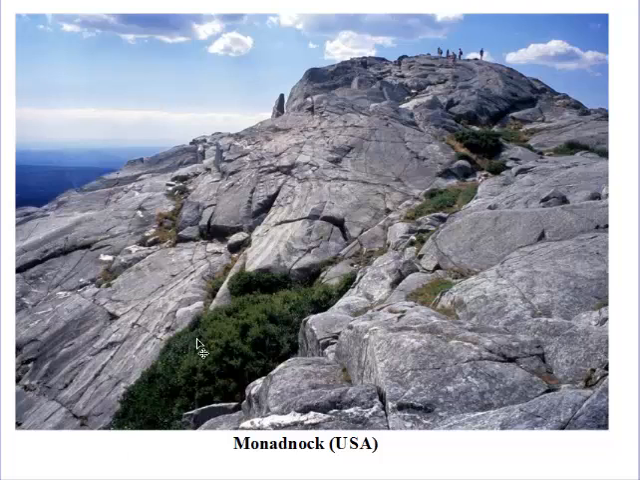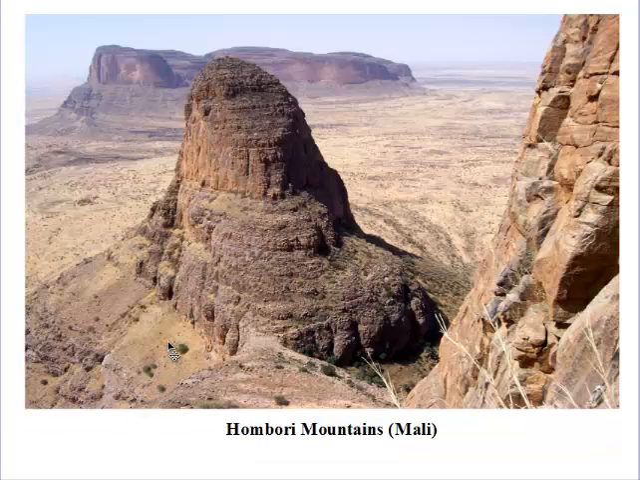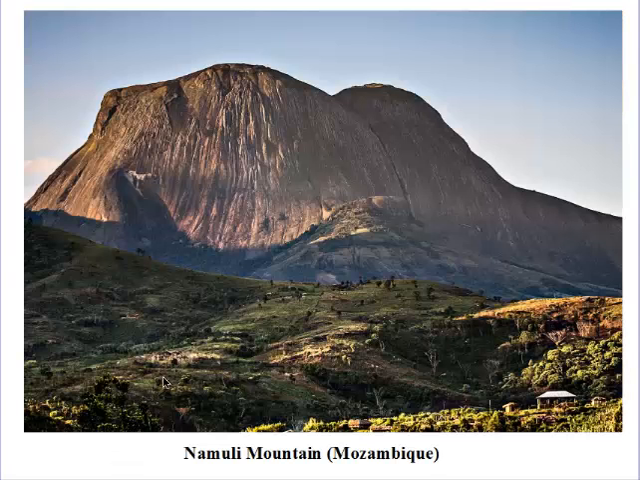Let's look at some examples. This is a residual mountain known as the Monadnock, and it is found in the United States of America. We also have the Hombori Mountains, and this is in Africa, Mali. You can see how the mountain has been denuded by the agents of denudation. This is the Namoli Mountain found in Mozambique, also in Africa. So these are some examples of residual mountains.